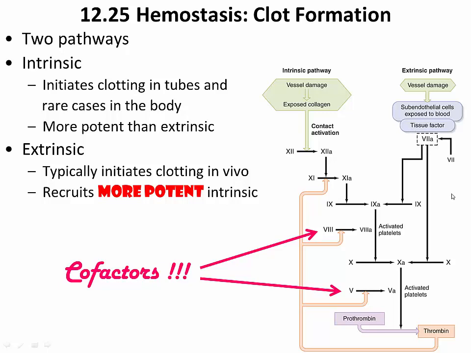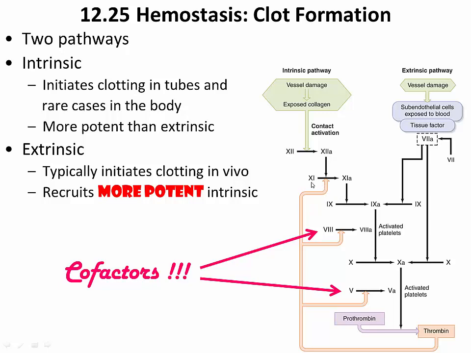If we go over to the extrinsic pathway, we see that it is fairly weak overall, for a reason that we'll talk about in a moment. It's largely inhibited by other proteins found in the body. But what the extrinsic pathway does is it typically initiates the formation of a blood clot in the body because it does bring about the production of some thrombin. Once that thrombin is produced, the thrombin goes around and has a positive feedback on its own formation.